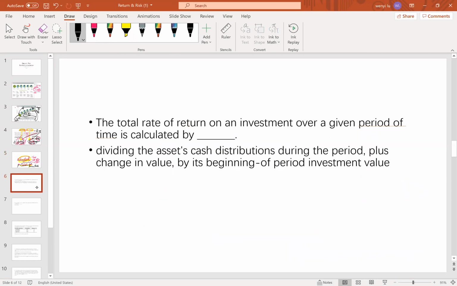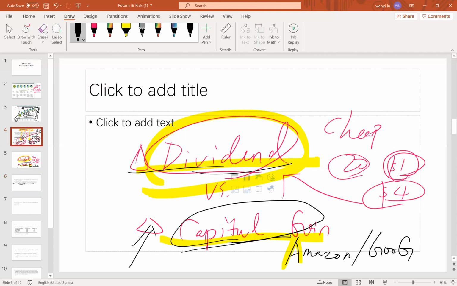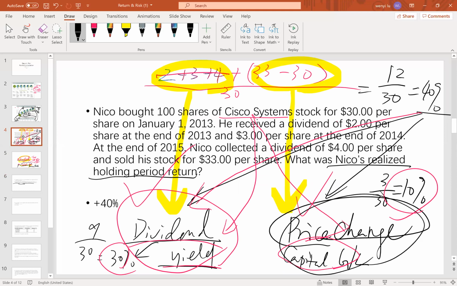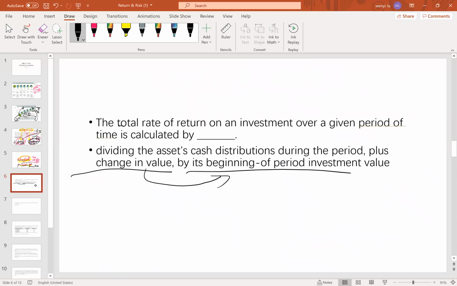Next one, the total return, like I already mentioned in this part, including two parts. One is the change in the price, and this will be divided by the beginning price, as the price change in percentage. And also including the cash distributions during this period, for dividend.